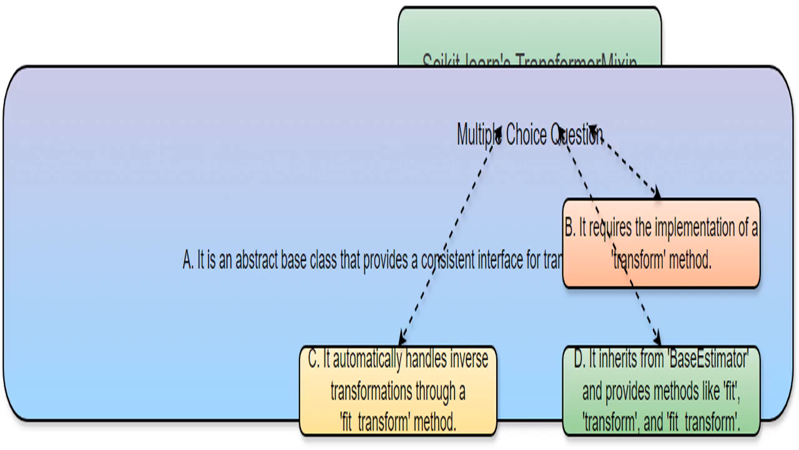This statement is true. An abstract base class means you can't directly use it. Instead, you build specific transformers from it. It's like a recipe. You need to add your own ingredients to make a dish. The consistent interface ensures that different transformations work together smoothly in pipelines.